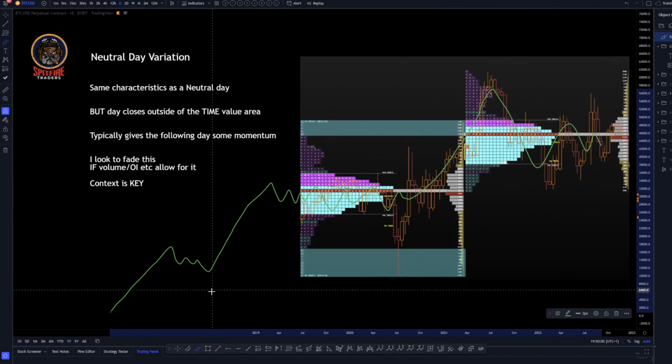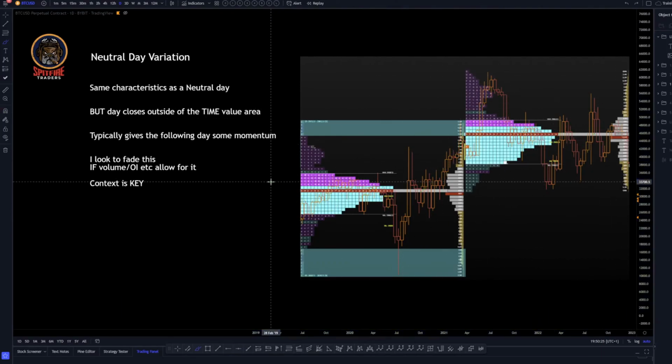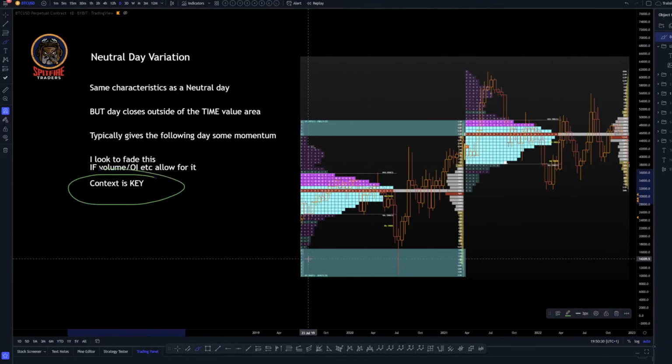This is what I mean by context is key. Right now on this example we're in an uptrend. We've pushed up, we found balance, we've pushed up, we found balance, we've pushed up, we found balance, and we could potentially be pushing up again. So again, it comes down to context. This could have quite easily carried on, and the following day could have carried on, but this is typically speaking how I look to trade these things. But again, this is why I say context is key.